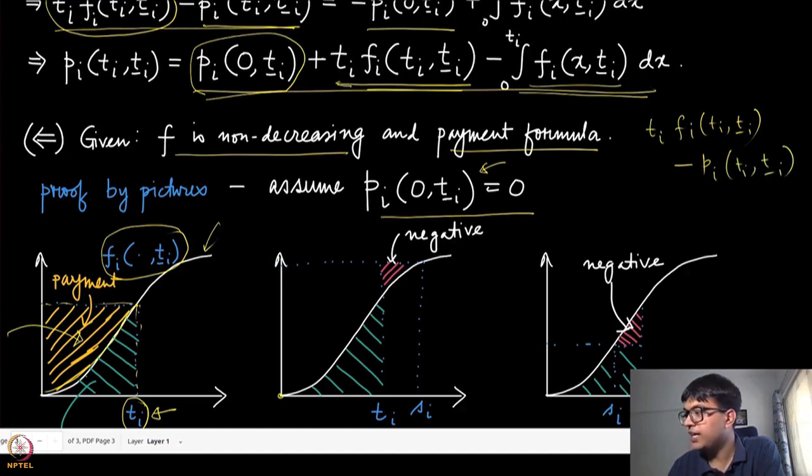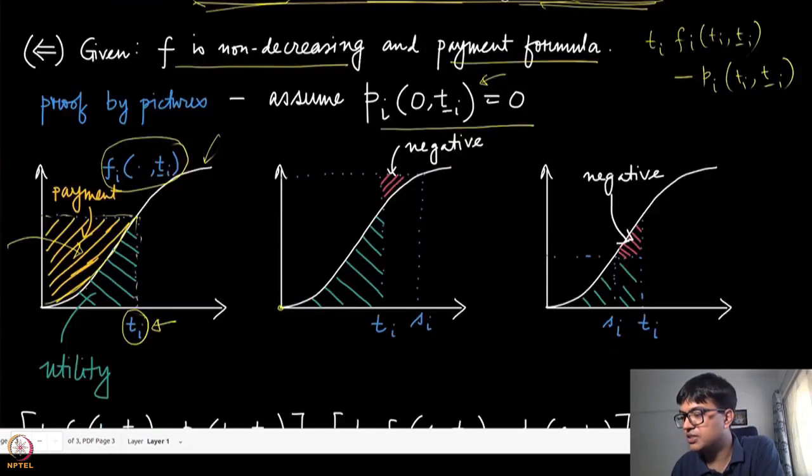And if you do that, what you get is that this part will actually cancel out and you'll be left with this part. So this green part is nothing but the utility for this player when it is reporting its type truthfully. Now let us look at two situations: in one case the agent is overstating its type, and in the second case it is understating it.